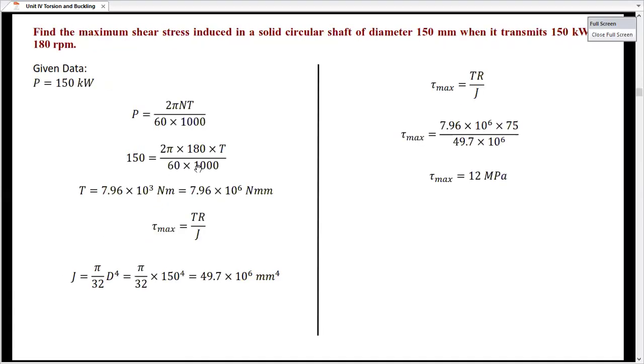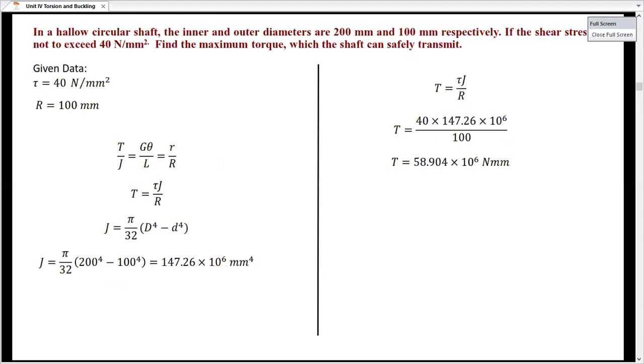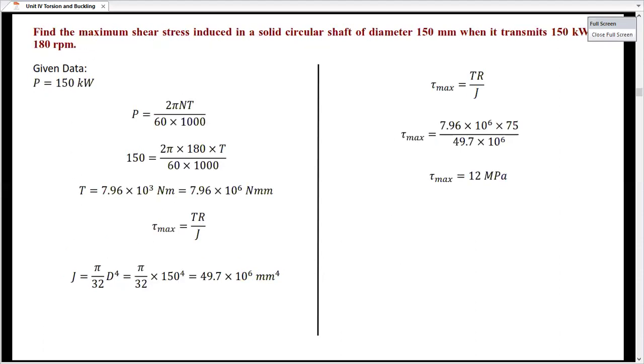Okay. Then next, suppose you want to calculate shear stress. In the previous example, we calculated the value of torque. Now we will discuss how to calculate shear stress. Okay. So we want to calculate the maximum shear stress induced in a solid circular shaft having a diameter of 150 mm, which transmits power of 150 kilowatt at 180 rpm. So the power value is given. Then we have the RPM, that is 180 RPM. So simply we can use that equation.